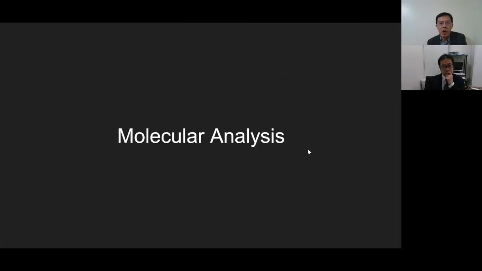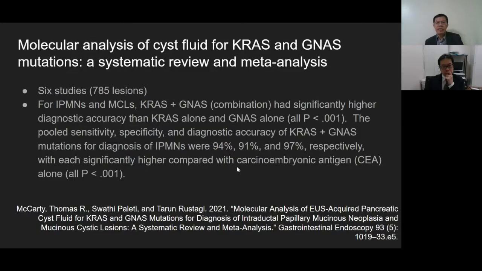For molecular analysis, we want to differentiate between mucinous and non-mucinous lesions, and particularly IPMN and other types of cyst. There was a recent systematic review and meta-analysis published in GIE in 2021. This systematic review recruited 6 studies with 785 lesions.